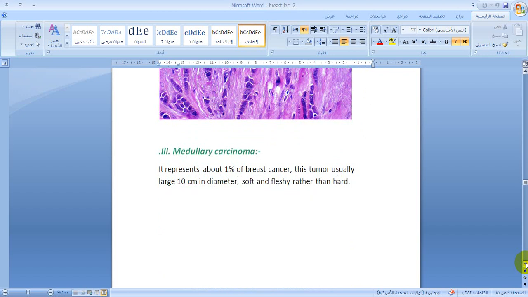ناخذ other rare form of breast carcinoma الميدولاري carcinoma تمثل حوالي 1% of breast cancer. Usually this carcinoma is large in size حوالي 10 سنتيمتر in diameter ودائما تكون soft and fleshy rather than hard.